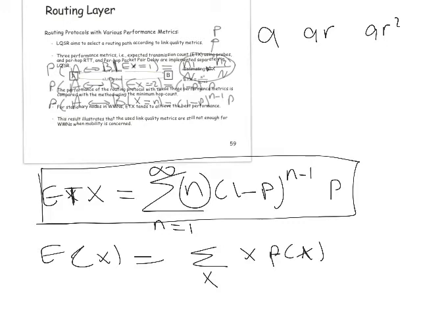What we need to do is to get the summation of n from 1 to infinity of n times (1 minus p) to the power n minus 1, times p. This is the expected transmission count.